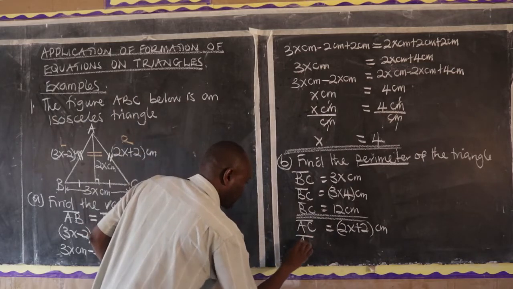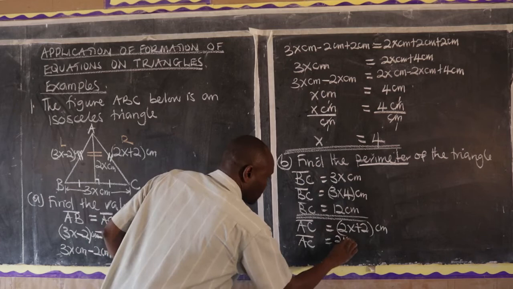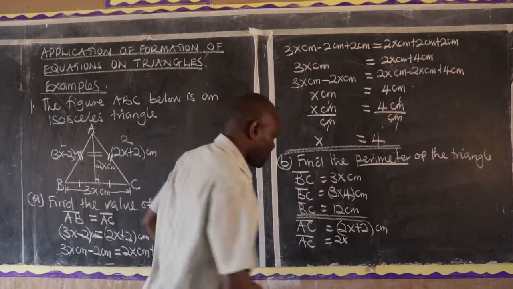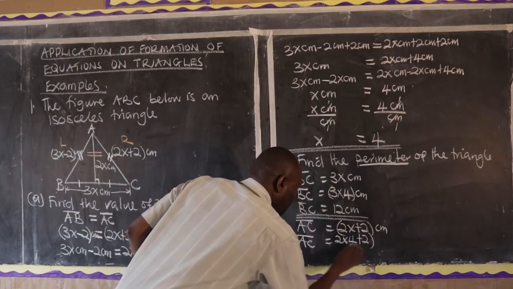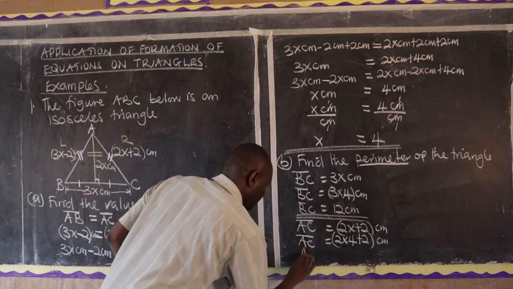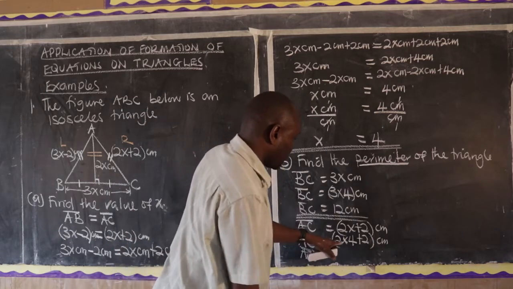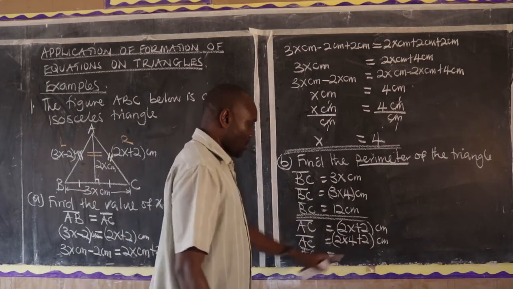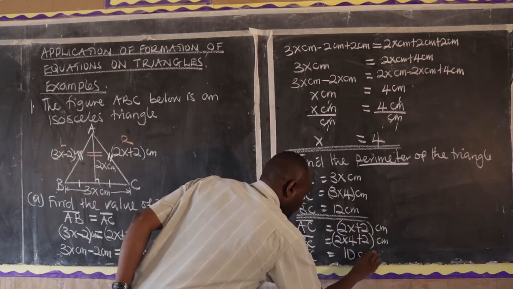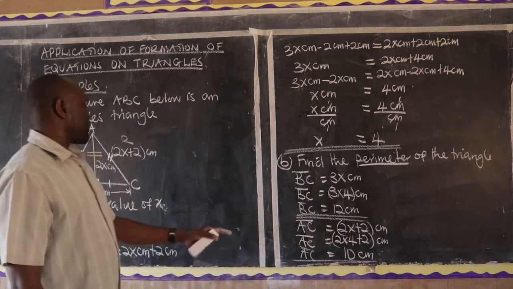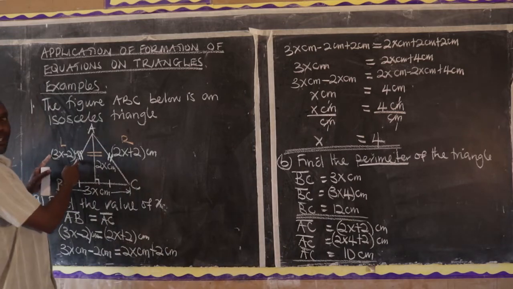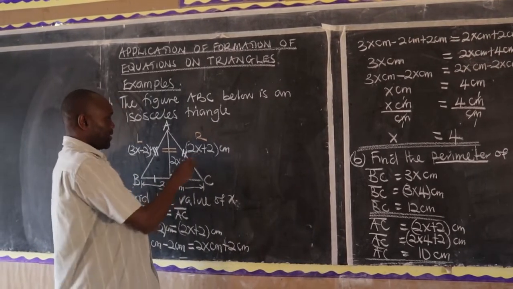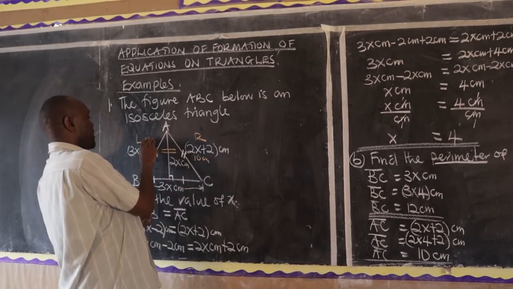Then we have line AC gives us 2 times the value of x, which is 4. Don't forget 4 plus 2 centimeters. So AC gives us 2 times 4, that is 8, and 8 plus 2, that is 10 centimeters. So since we know that this side is equal to this, if this one is 10 centimeters, therefore even here is 10 centimeters.